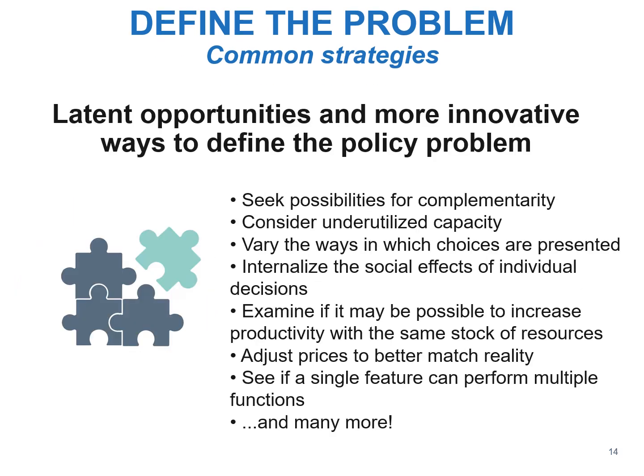Finally, it's useful to look for latent opportunities or more innovative ways of defining the problem. For example, can we combine efforts for greater complementarity? Are there underutilized capacities or resources we could take advantage of? We might also consider reframing choices, accounting for social effects, or finding ways to improve productivity with the same resources. Sometimes it's about adjusting prices to reflect reality better, or finding features that can perform multiple functions. In short, creative reframing of a problem can open doors to solutions that wouldn't have been visible at first glance.